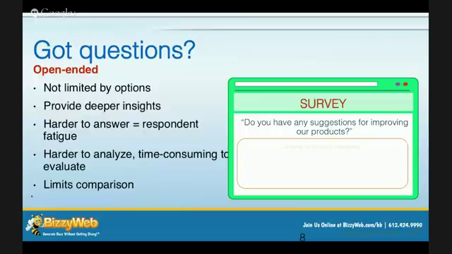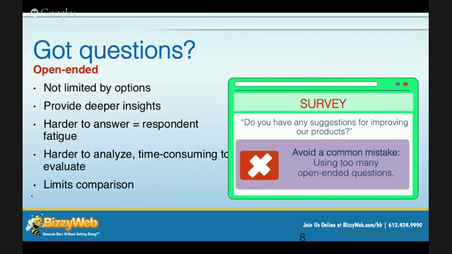The thing is, they are harder to answer. And so if you have a lot of open-ended questions in a survey, it's going to lead to respondent fatigue, and they might just dump the survey and either ignore the questions or answer less thoughtfully than they would have if you only ask them 1 or 2 open-ended questions. Of course, these open-ended questions are harder to analyze, and they're time-consuming to evaluate. And so that definitely does limit the opportunity to make comparisons. If you use too many open-ended questions, you'll definitely have an issue down the road with what you're seeing and what you're going to get.